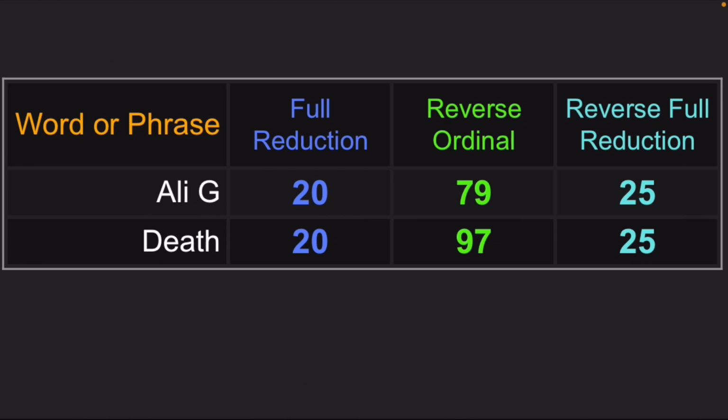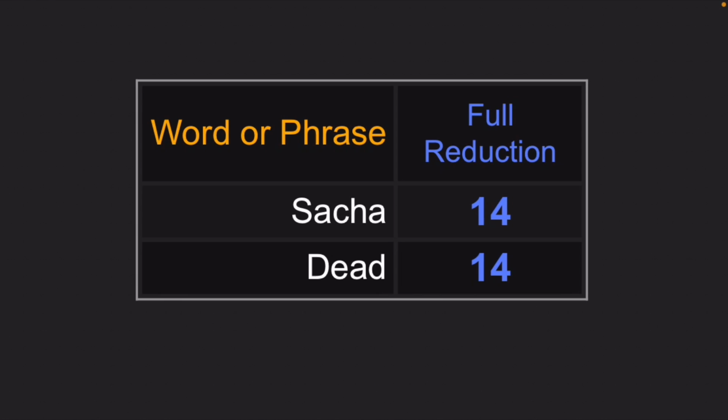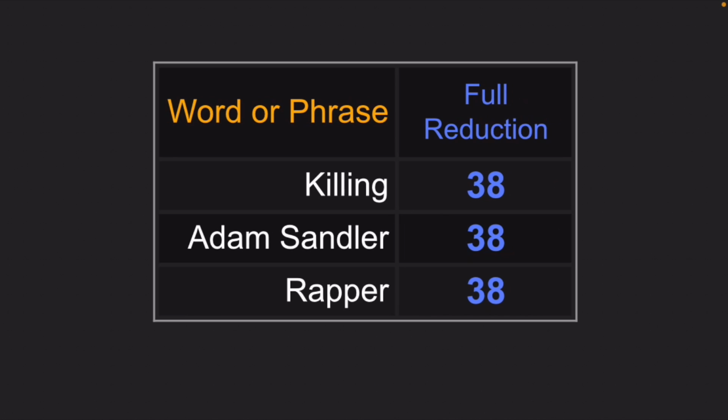Alright, so before we get into the other 15 characters in this rabbit hole, I just want to talk about some quick gematria that I found. So Ali G and Death have the same exact gematria in 3 different ciphers. And then like I said, Ali G is played by the actor Sacha Baron Cohen. And Sasha and Dead have the same gematria. They both equal 14 in the full reduction. And like I told you guys, a lot of these characters have female names. You know, Sasha is a woman's name. And then Adam Sandler matches up perfectly with Killing and Rapper. They all equal 38 in the full reduction.